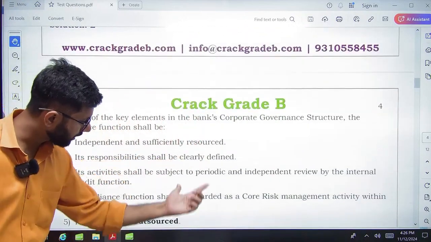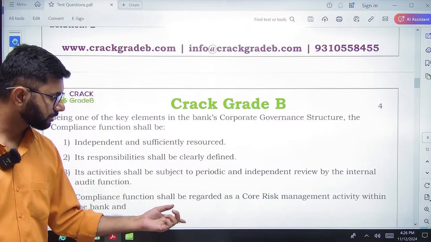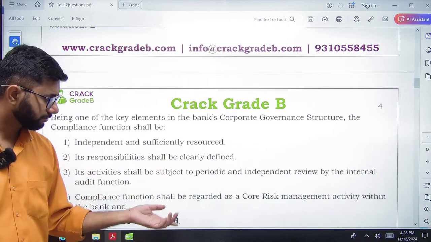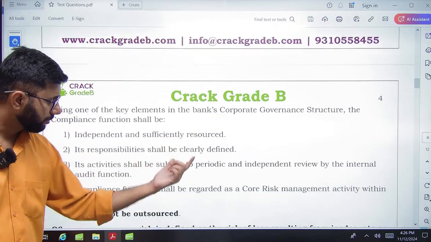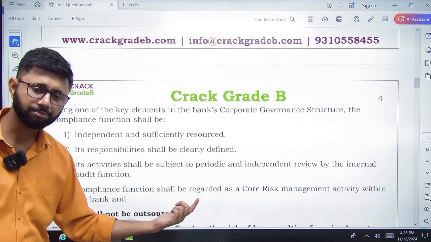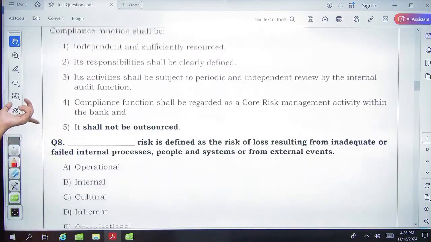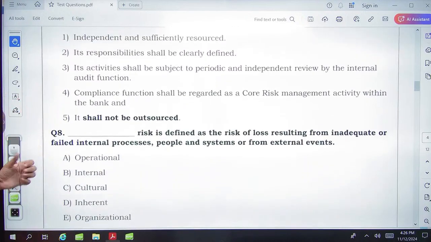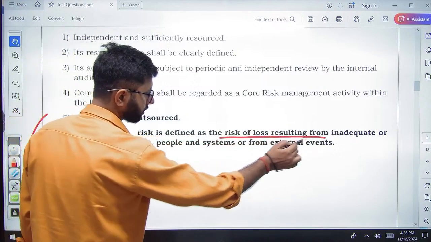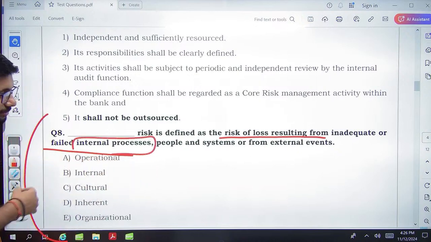और इसको इसी तरीके से आप क्रैम करके चलिए, because if the question comes in IBPS or the CAIIB, they'll be giving you amongst these 4 options, they'll be changing some options, okay, and then they can ask you the question. Chaliye, next question. What type of risk is defined as the risk of loss resulting from inadequate or failed internal processes, people as well as systems?